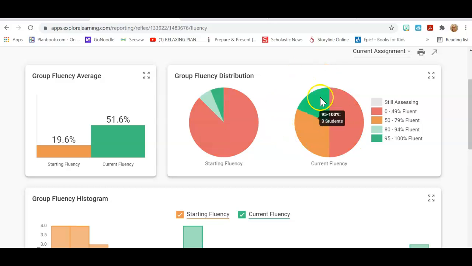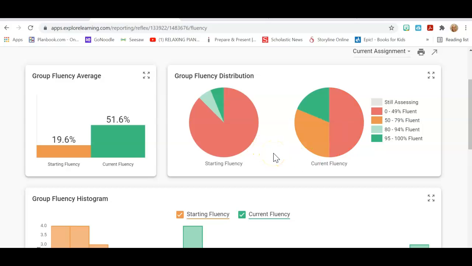Right now, here is my current fluency for my class. So I have 8 students right now that are at that 0 to 49%. I have 5 students that are the 50 to 79% fluent, and I have 3 students now at that 95 through the 100% range. So just looking at that graph, I had over half of my class at that 0 to 49% fluent, and right now I have half of my class at that 0 to 49% fluency.